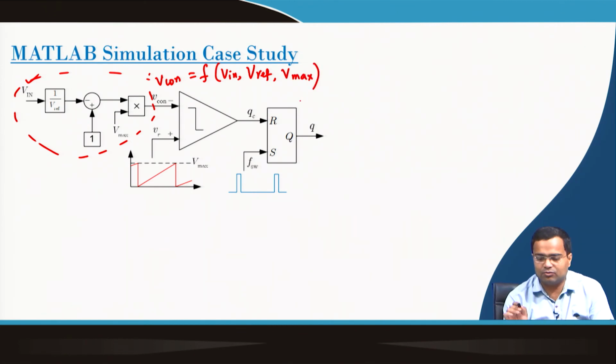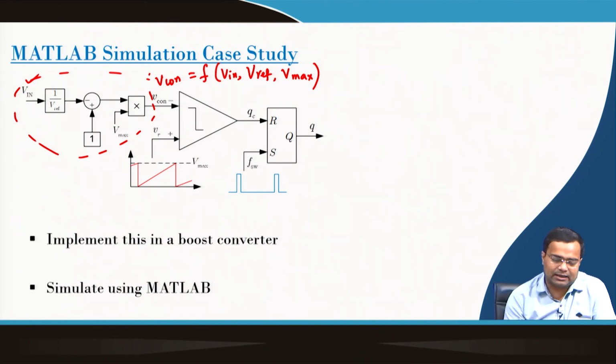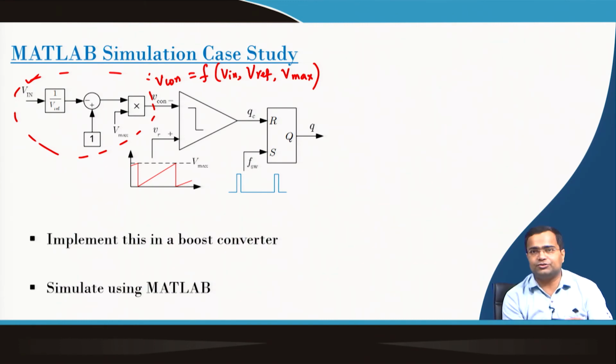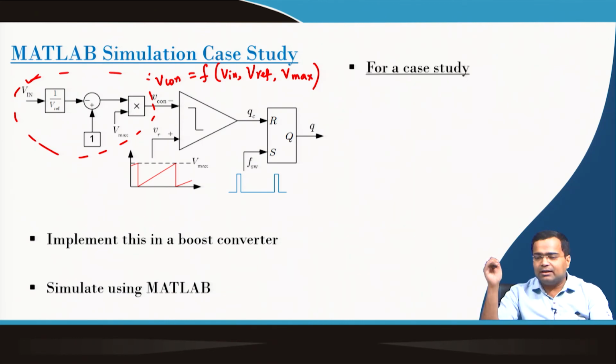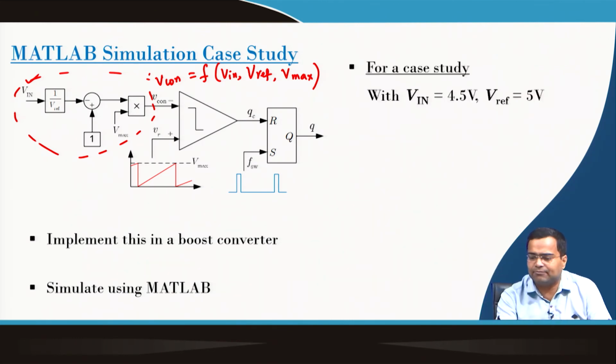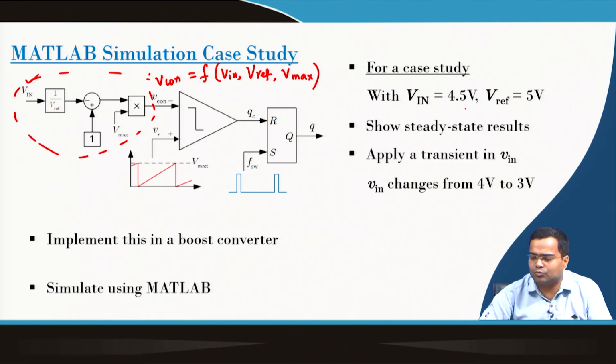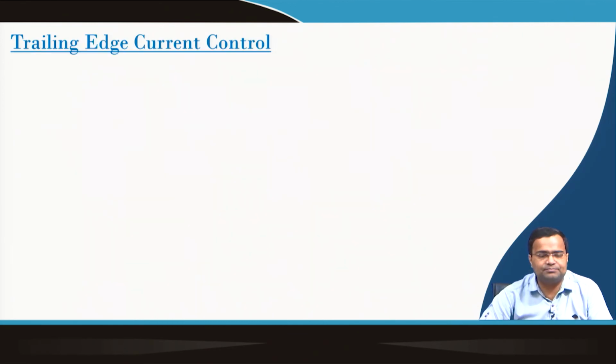With this, we can plug this in and you can implement it in a boost converter, because we have already demonstrated the boost converter case study. So, here you can take a synchronous ideal boost converter, simulate it using MATLAB, and take as a case study 4.5 volt input, 5 volt output, and you can see the steady state effect.